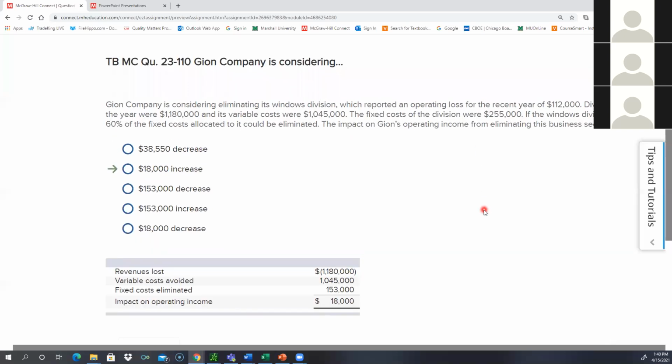Okay. See, the part that cannot be eliminated does not change. That means it is the same between the two alternatives. Yeah, I got it now. Okay.